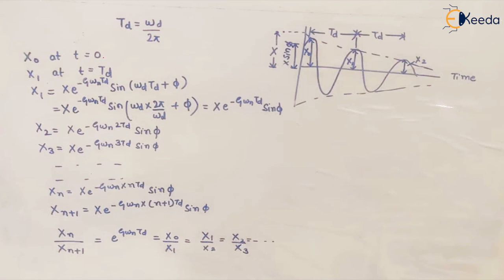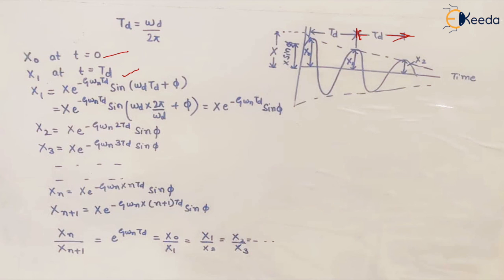So at time equal to 0, what is the displacement? Let's say that displacement is x naught. And after some time td. So td is the time taken for the cycle in the case of the underdamped system. Every time going from 1 to 2 it is td, from second to third oscillation it is td. So for every cycle, the time taken is td.